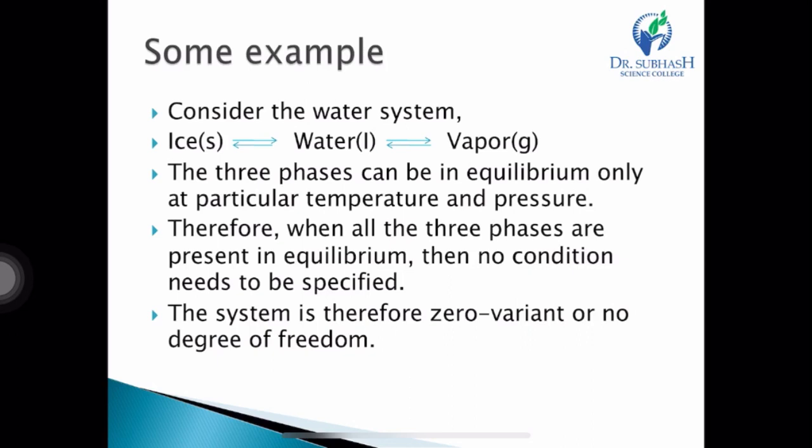So then no condition needs to be satisfied. So this system is therefore zero variant, or has no degree of freedom.